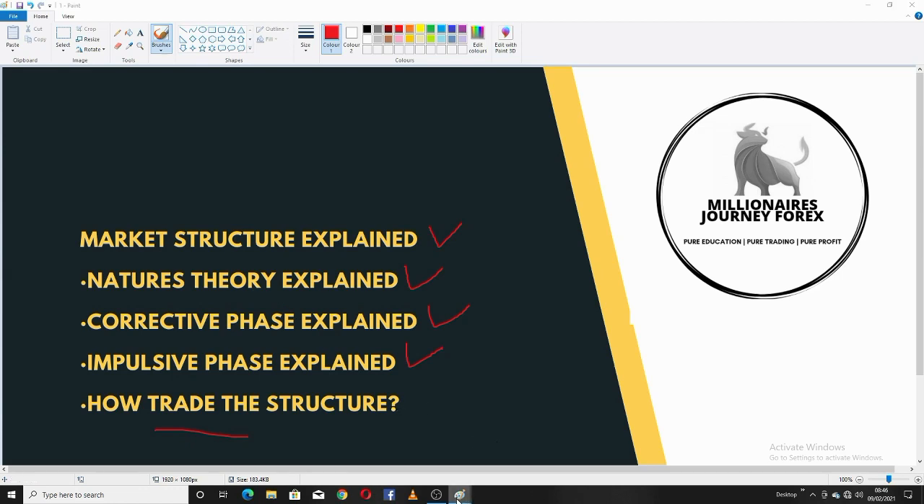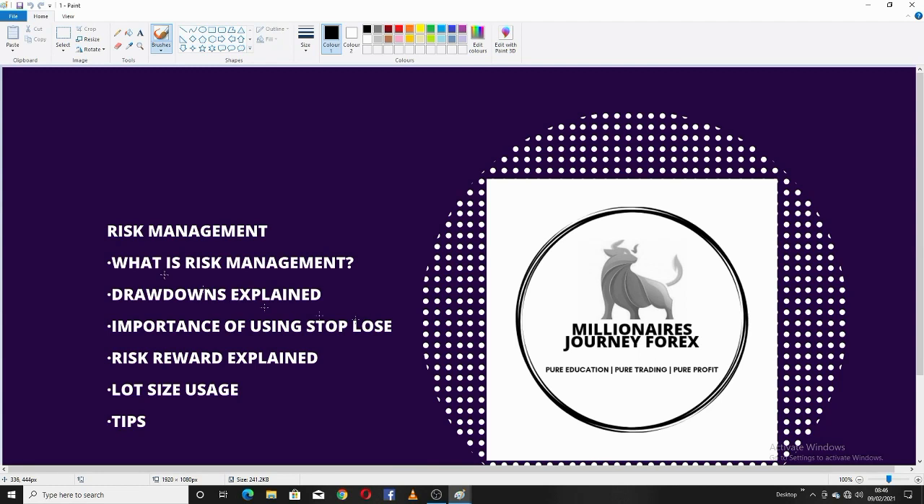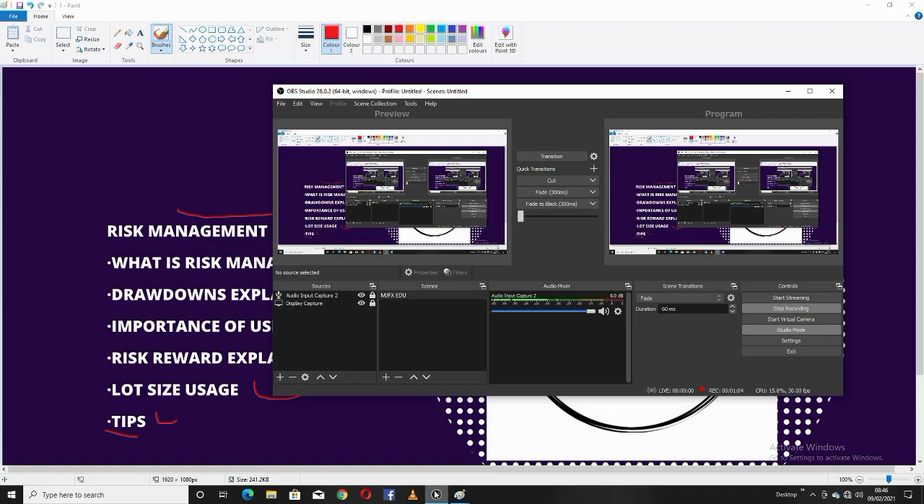So what are we talking about today? Today we are looking at risk management. This is a very important topic. What is risk management? Drawdowns, the importance of using stop loss, risk reward explained, lot size usage, and some tips on how to use this risk management to your advantage. So let's continue.